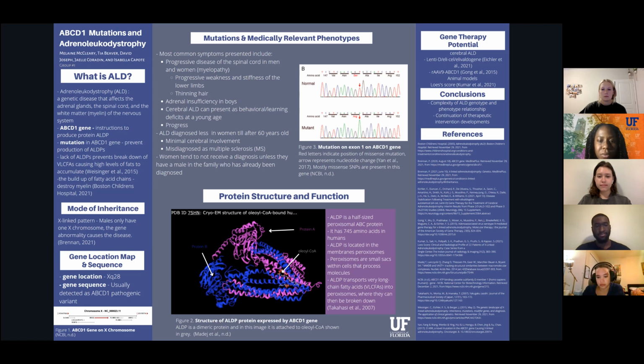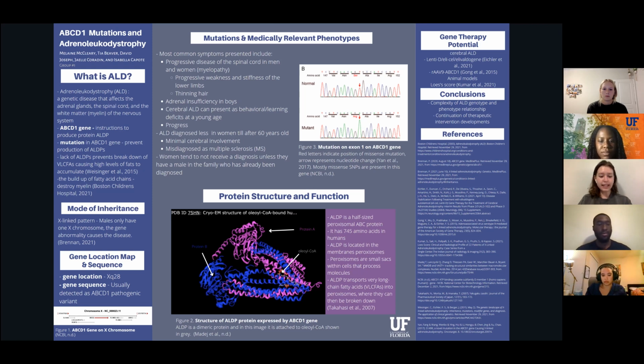And as you can see, we have figure 3, which explains a little bit more about the mutation on exon 1 of the ABCD1 gene. There's a red arrow on the graph that shows the peaks, so this is the mutation of the gene. The code goes from AGT to AGA. So this is a substitution of a serine to an arginine, and that's where we see the missense mutation. And the arrow represents that nucleotide change, and mostly missense SNPs are present in this gene.